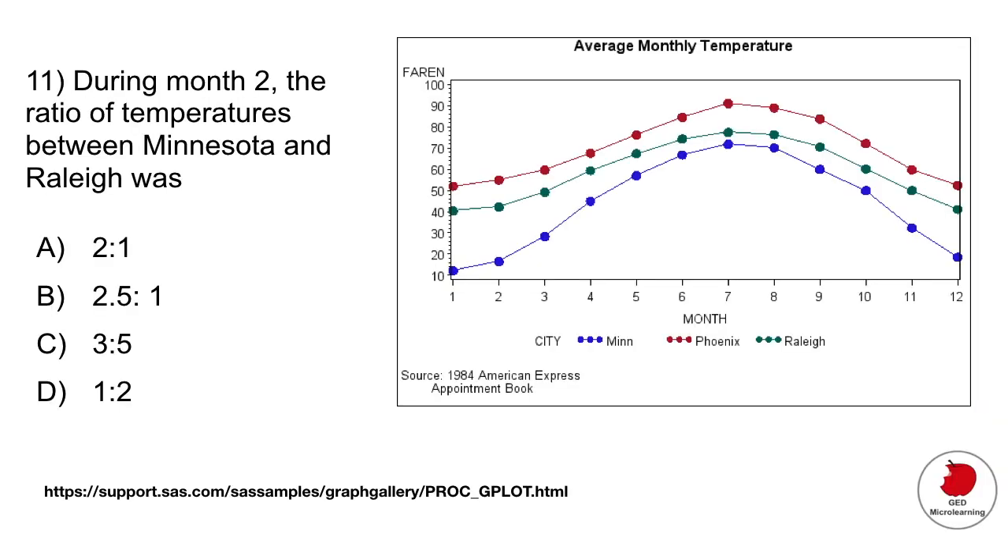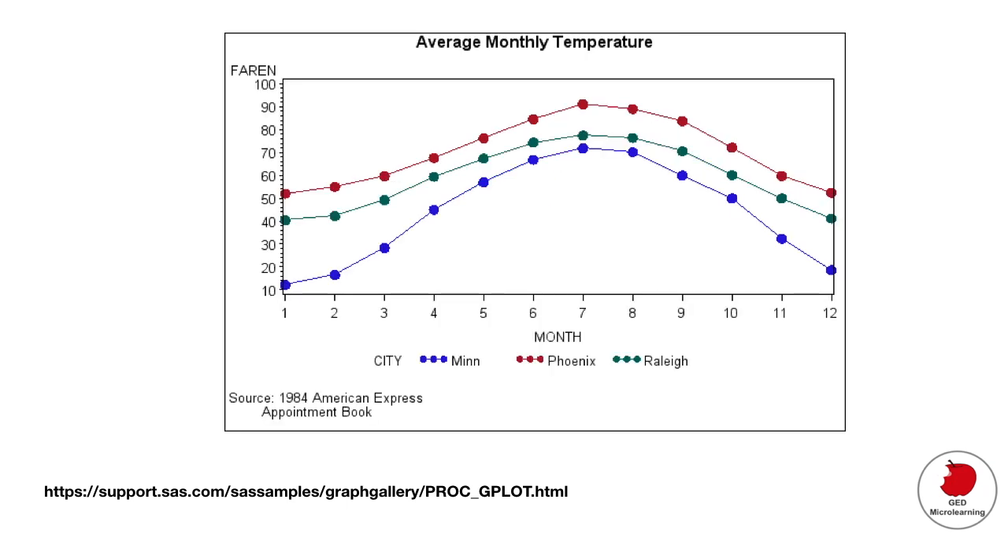All right, the final question in the graph section is another line graph. In this case, we have 3 lines, and the answer options also require you to understand ratios. Okay, so it's asking you the following. During month 2, the ratio of temperatures between Minnesota and Raleigh, and it's asking you what the ratio between the temperatures in these 2 cities was. So let's go ahead and follow our script as always.